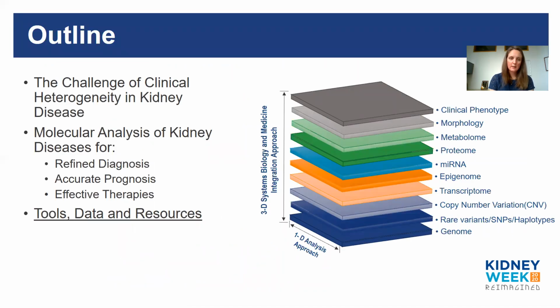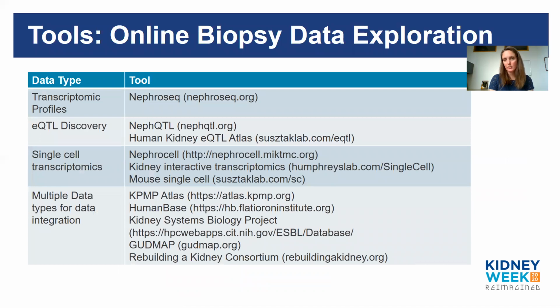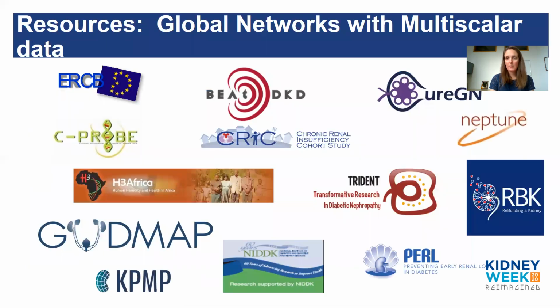So lastly, I want to just share with you some tools and data that could be used for this type of analysis. So there are many online data exploration tools, including the KPMP Atlas, where data is freely available and analysis tools are embedded within these websites to help people analyze this data and test their hypotheses. In addition, there are now many, many cohorts that are assembling these rich data sets, and I think really offer an incredible opportunity for our community as a whole to really change the paradigm of how we analyze kidney tissue.